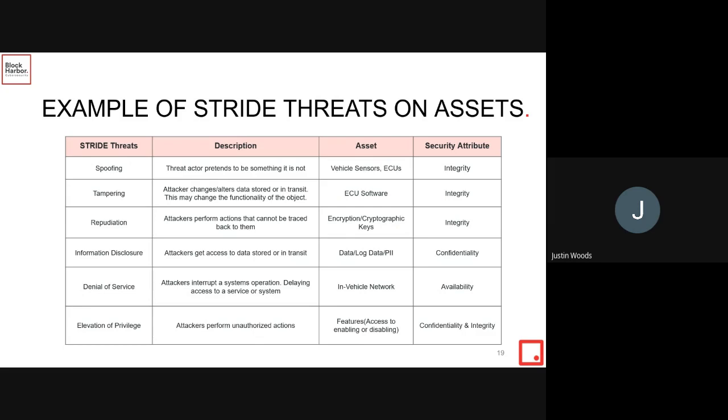So here are a couple of examples of the STRIDE threats on an asset. I'm not going to read through all of these. You can pause and look at it if you want, but one of the examples here is tampering, for instance. A tampering threat might be on an ECU software where somebody messes with the software itself by reflashing it or otherwise, and this might let an attacker change the data that's stored or in transit, and it may change the functionality of the object, right? And if we're looking at changing or altering data, obviously that's going to go into the CIA triad of integrity.